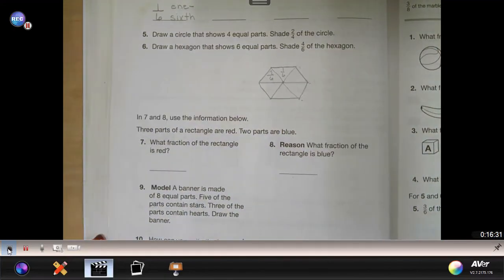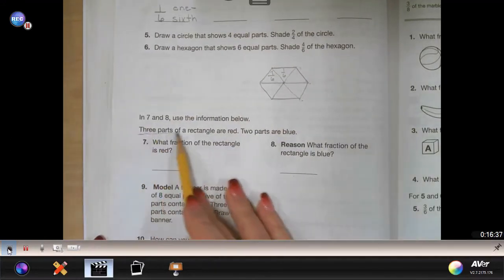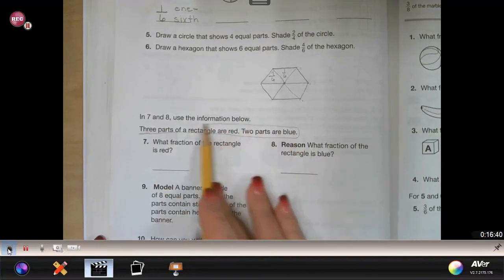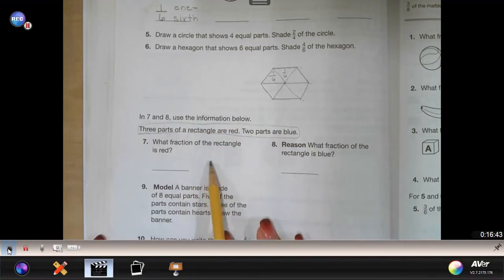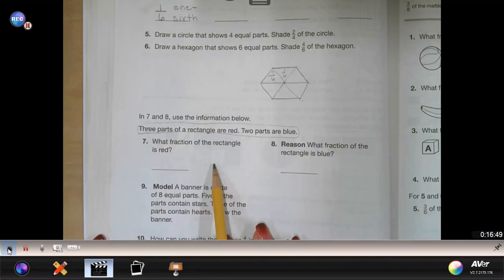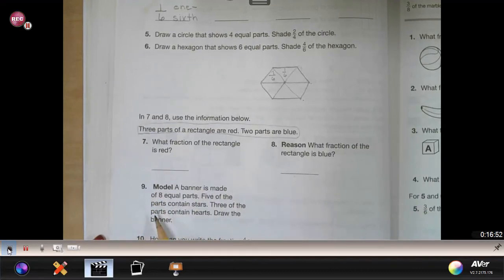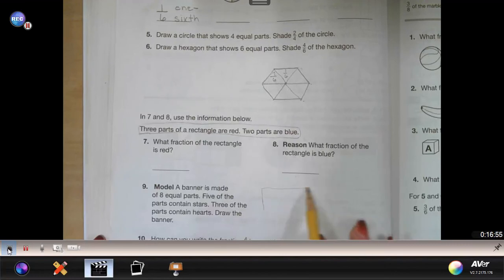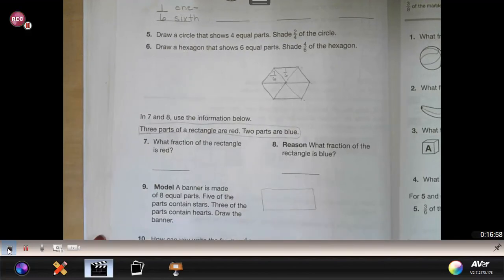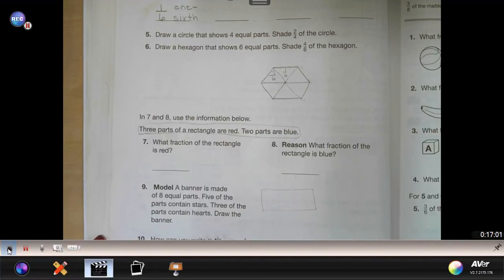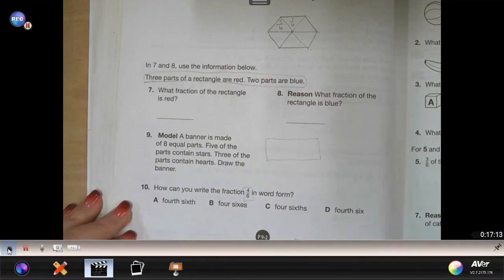Now it says for number 7, what fraction of the rectangle is red? It's giving you information here to help you with this understanding. Please make sure to draw it for yourself. Okay? Draw it. Model it. Number 9, a banner. A banner is usually in the shape of a rectangle. So go ahead and follow that as well. And number 10 is a multiple choice. It's asking you how to write this fraction in word form. So by practicing this, you should be able to write that in word form.